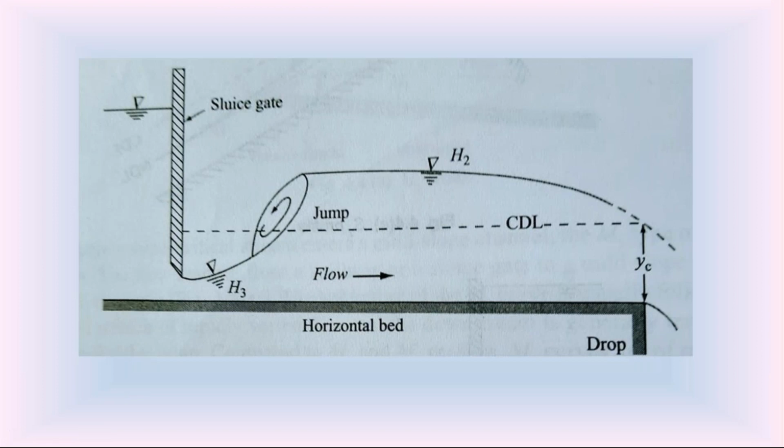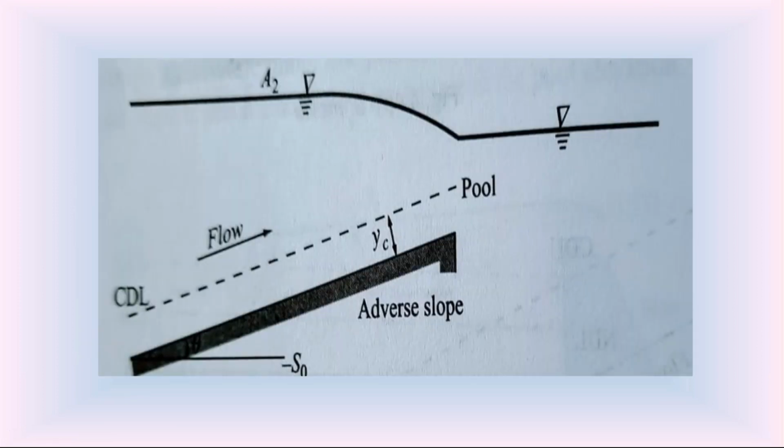Then the adverse slope channel. This is the condition of an adverse slope channel. The channel bottom is rising in the direction of flow. This is the adverse slope channel water surface profile, the A curve. Here this A curve water surface profile is above the critical depth line, so it is the A2 water surface profile. This is the nature of the A2 water surface profile: a falling water surface profile. It is a drawdown curve.